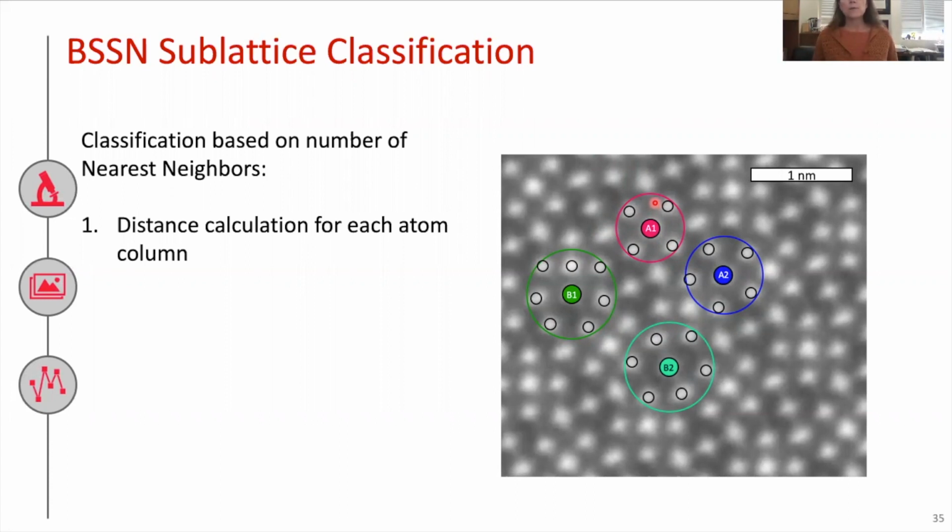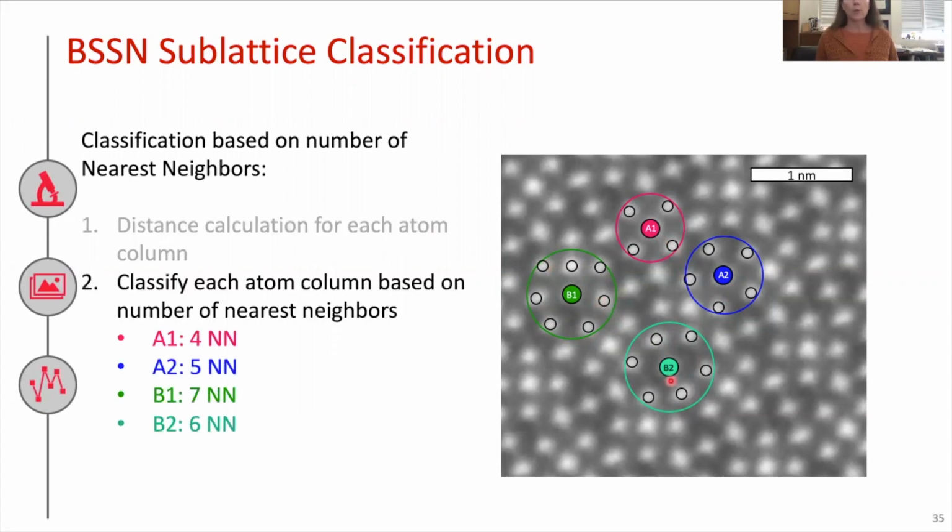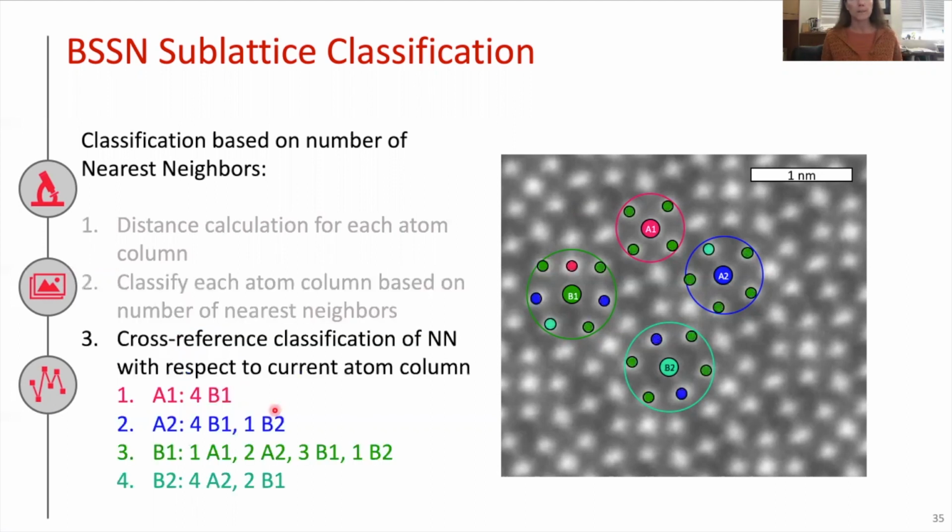So what we've done here is we've developed a classification scheme based on the local nearest neighbors and the local structure. If we know the baseline average structure about the A1s, the A2s, the B1s, and B2s, we've been able to code up an algorithm where we can automatically go in and do that classification to the sublattice site. It's highly enabled for this structure because the nearest neighbor distances are distinct for each of these sublattices along this projection.